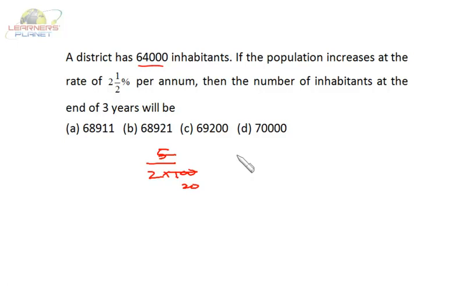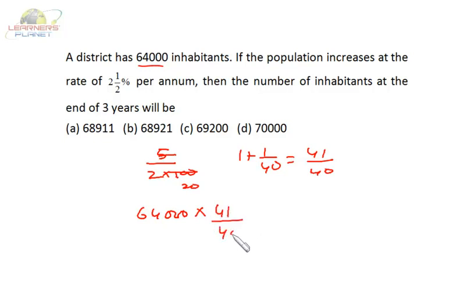Okay, that means every year the population is getting 1 plus 1 by 40, that is 41 by 40. So in the first year, or we can say the initial year, it is 64,000. Okay, after 1 year the population will be 41 by 40 of the previous year. This is after the first year, then it is after the second year, and it is after the third year.